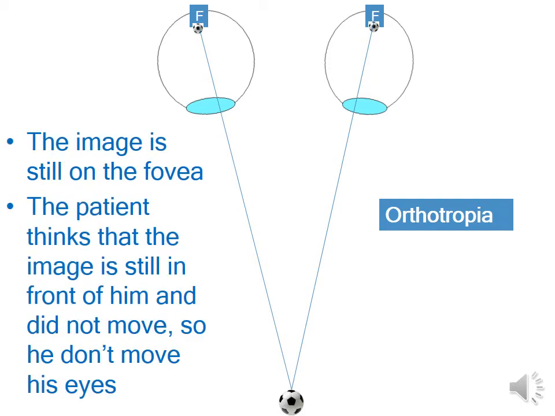When you cover one eye, nothing will change. The image of the bowl is still on the fovea, and the patient thinks that the object is still in front of him and did not move. This patient won't move his eyes.